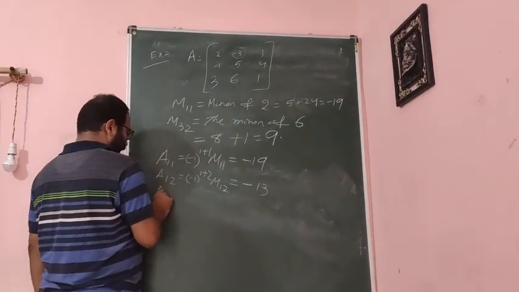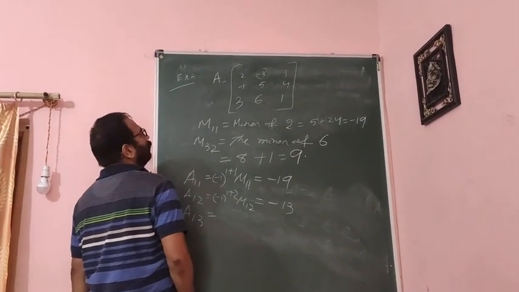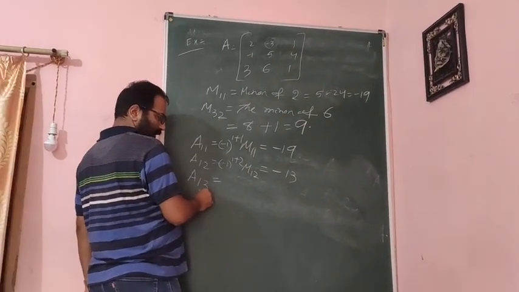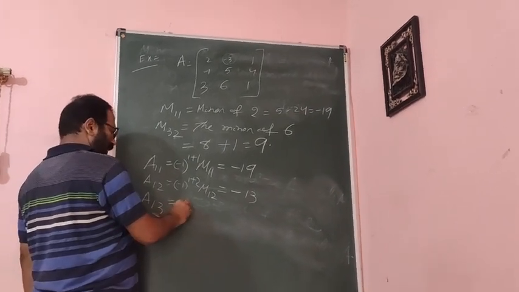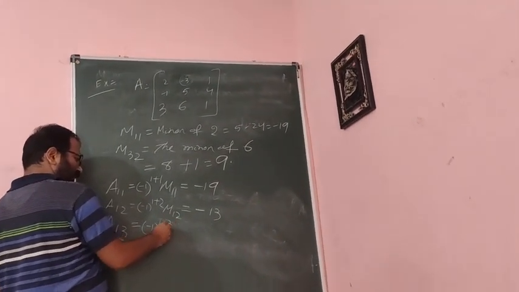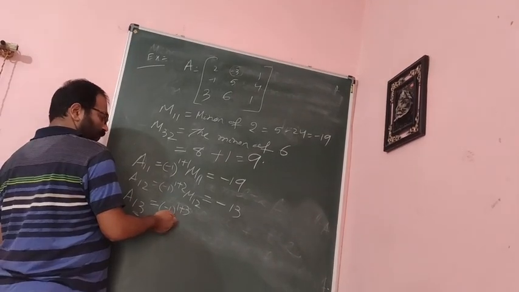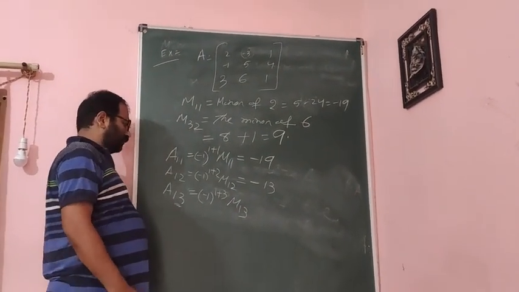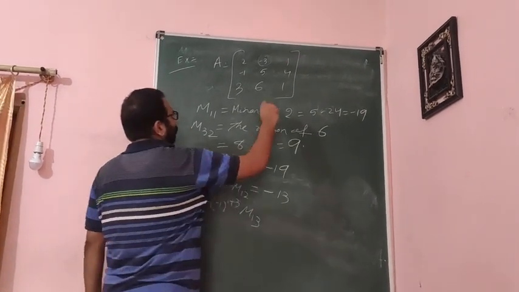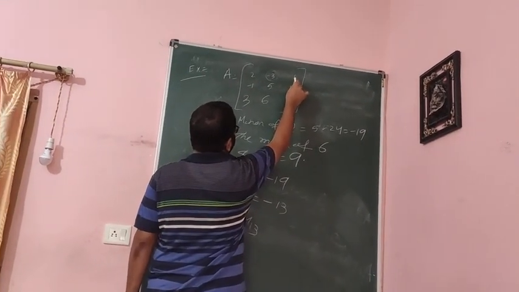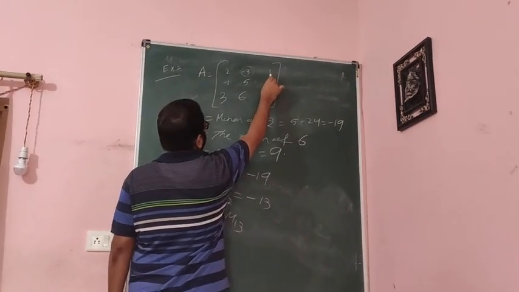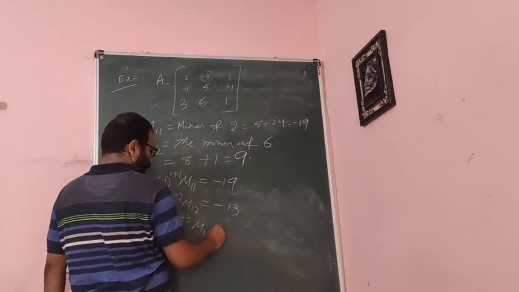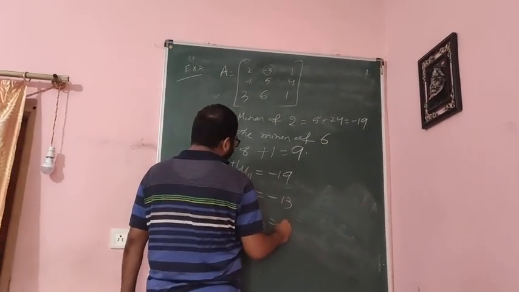Similarly, we will get A13, the cofactor of this element. 1 plus 3 is 4, so minus 1 to the power 1 plus 3 is an even power, meaning it is positive. So it is plus M13, the minor of the element in the first row and the third column. You delete this row and this column, you will get minus 6 minus 15, that is minus 21.